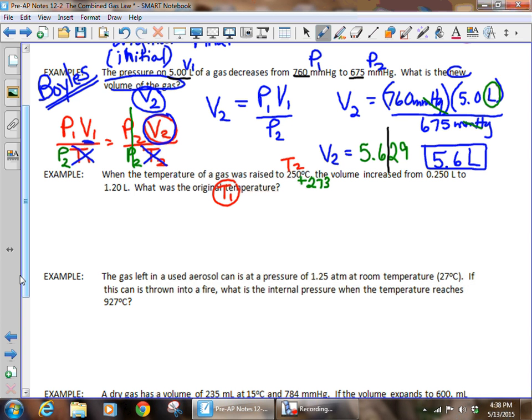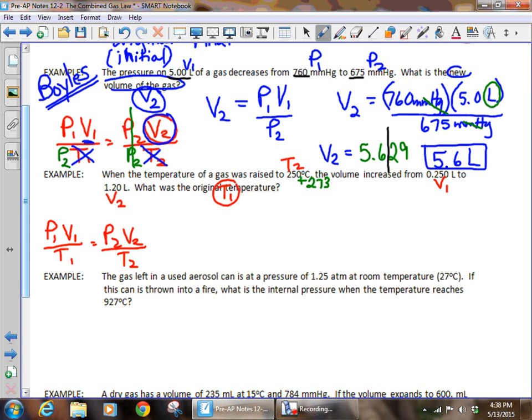Or you will, both on the worksheet and the test, so be careful with that. It's in green, so you don't have to. Just a word to the wise. So going from 0.250 liters to 1.20 liters looks like that's going to make this a V1 and the 1.20 liters a V2. So writing our equation, P1 V1 over T1 equals P2 V2 over T2.